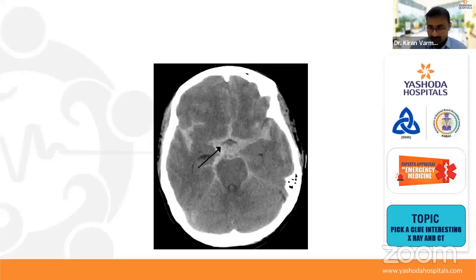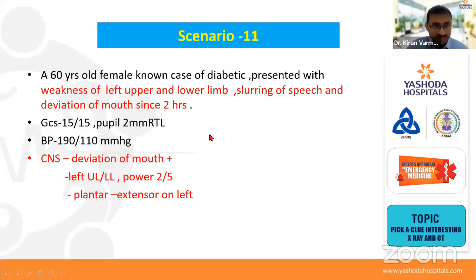So what are the gradings of SAH? You should think about the WFNS classification, Hunt-Hess, and Fisher grading. These are the three things you have to keep in mind. Okay, then we'll move on to the next slide.